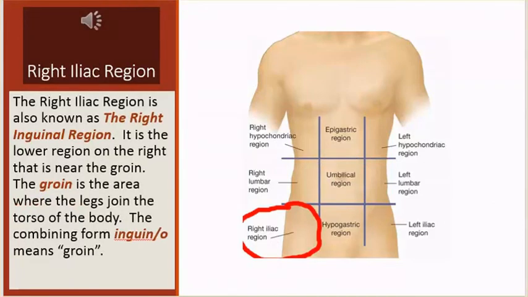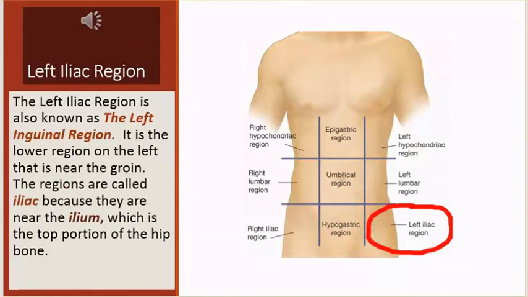The right iliac region is also known as the right inguinal region. It is the lower region on the right that is near the groin. The groin is the area where the legs join the torso of the body. The combining form inguinal means groin. The left iliac region is also known as the left inguinal region. It is the lower region on the left that is near the groin. The regions are called iliac because they are near the ilium, which is the top portion of the hip bone.